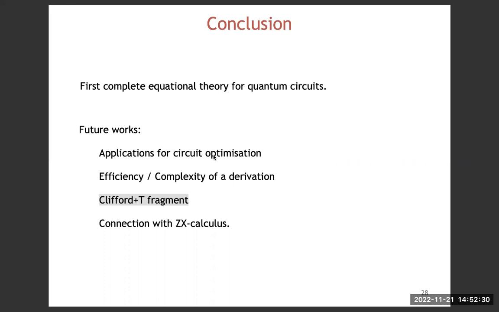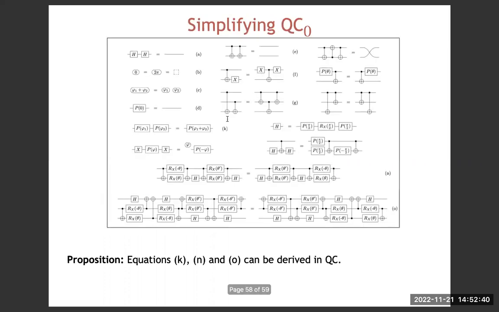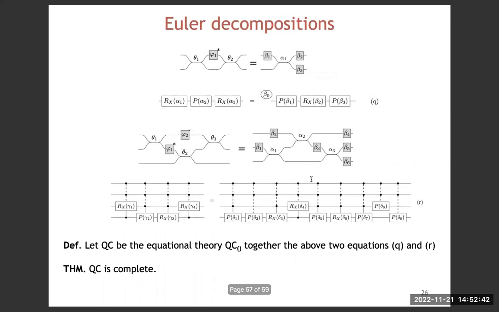I was wondering about this rule you said couldn't be simplified, the Euler decomposition with all these controlled wires attached to it. Am I correct in understanding this is a family of rules, one for each number of controls? Exactly, yes. It's parameterized by the number of wires and by the angles also. So it's a family of equations.